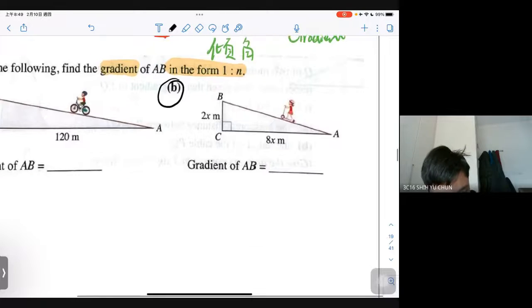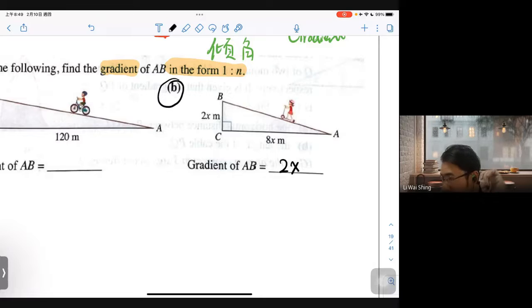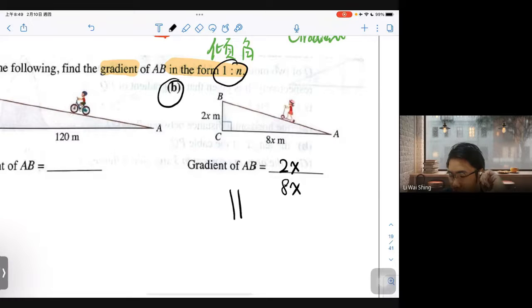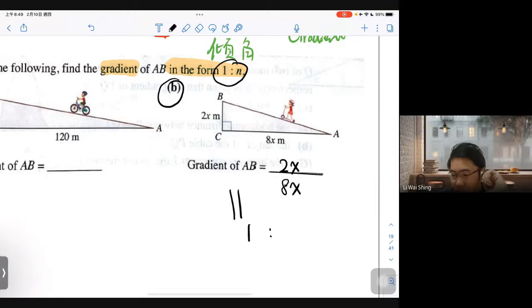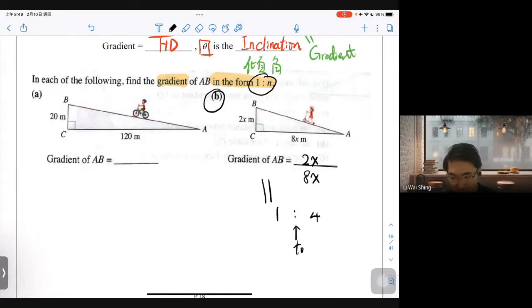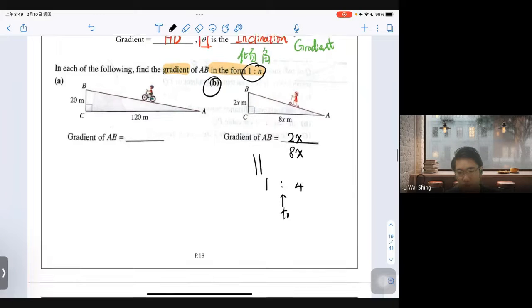2x divided by 8x, but our answer asks you to express it as 1 to n. That's why the gradient is equal to 1 to 4. 1 to 4. Okay, good. Okay, that's it. Finish teaching.